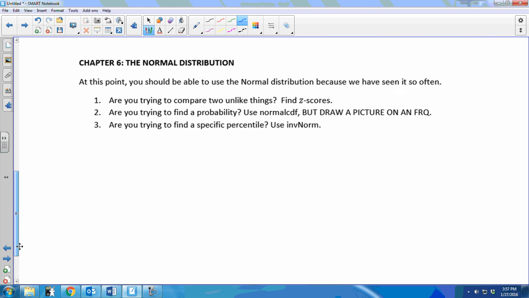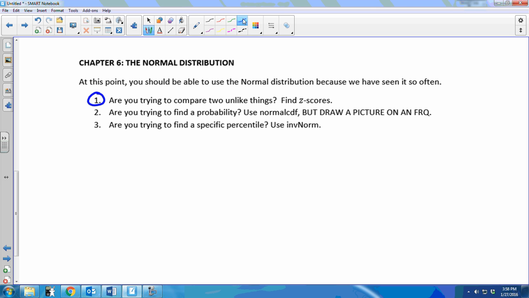The last chapter is chapter 6, the normal distribution. We have used the normal distribution in excess this semester. Right? We know what to do. But just in case. Are you trying to compare two unlike things? Then you need to compare z-scores. Back in the book, we compared like a long jumper with a pole vaulter or something. We wanted to see who did better in the decathlon. And they did about the same in all the other events except for those two. And so we had to compare those two unlike things.